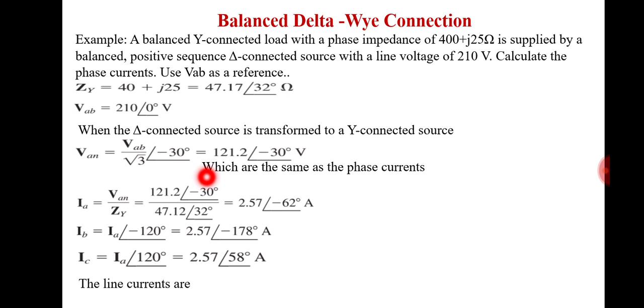So here VAN is equal to 121.2 with angle minus 30 volt, which is the same as the phase voltage. So IA is equal to VAN divided by ZY. Put the value of VAN and ZY, value is equal to 2.57 with angle minus 62, same as IB and IC we find. And here we see the magnitude of current, all are the same and the phase difference is the same. Okay, so this system is a balanced system.